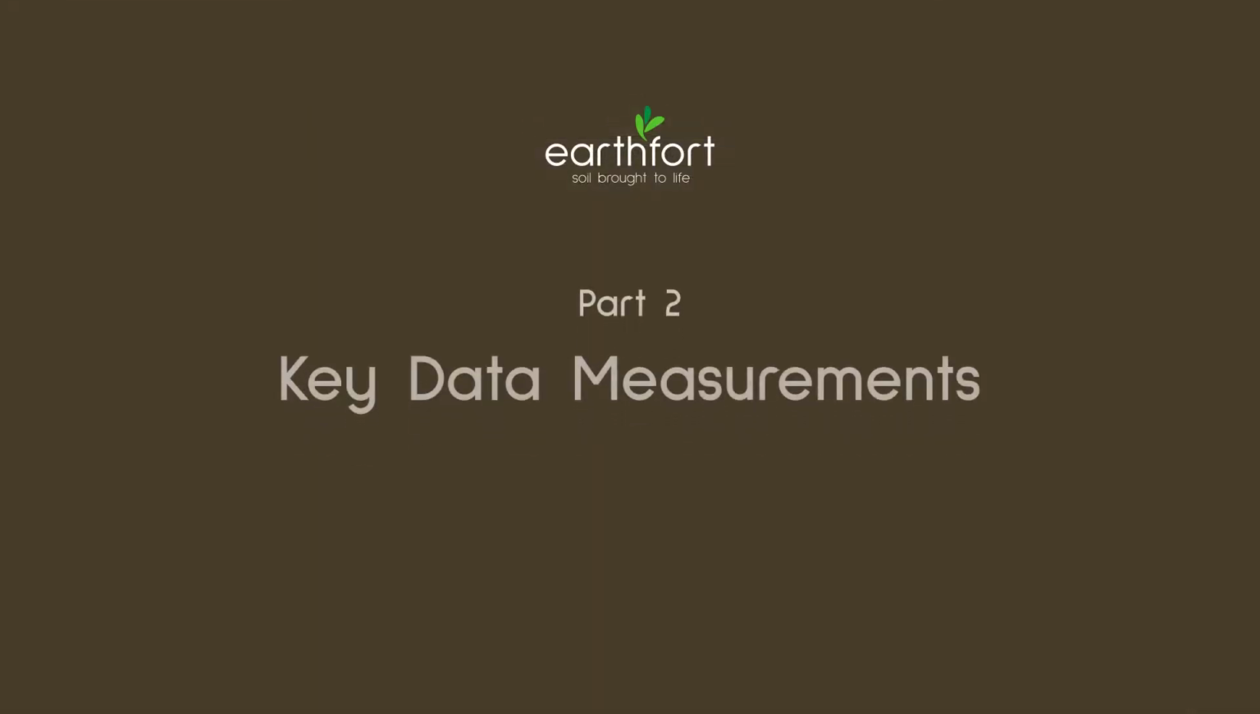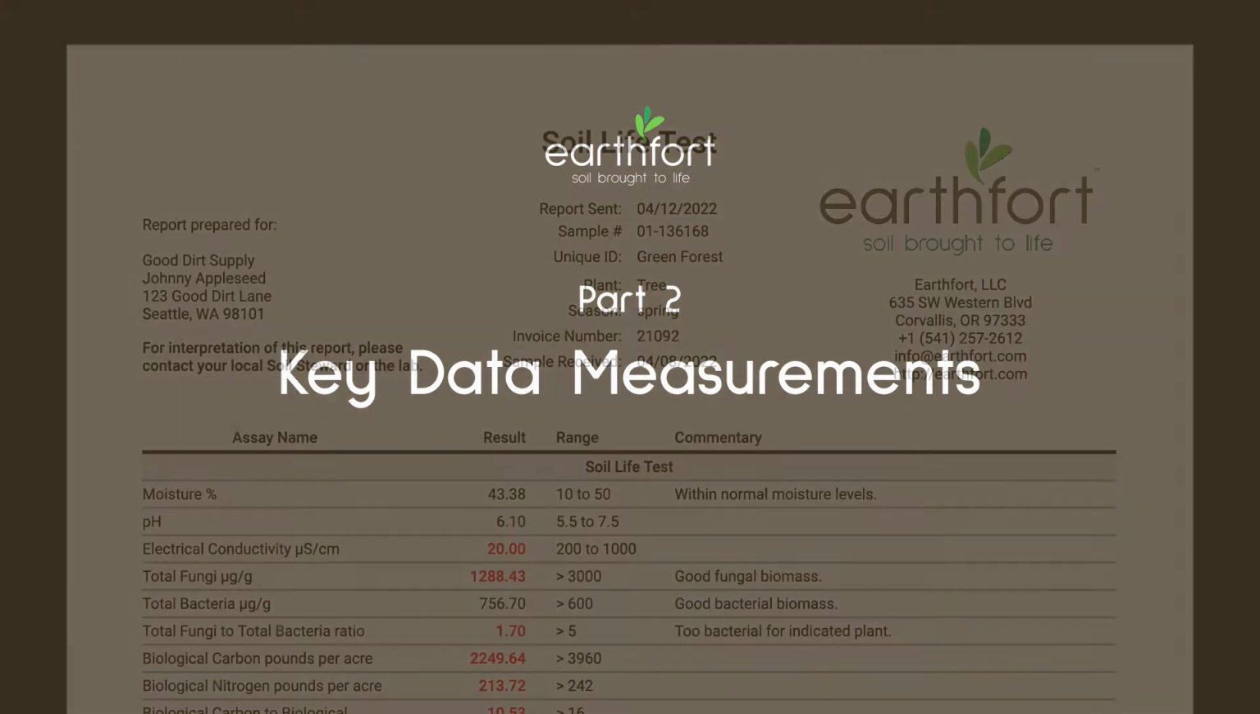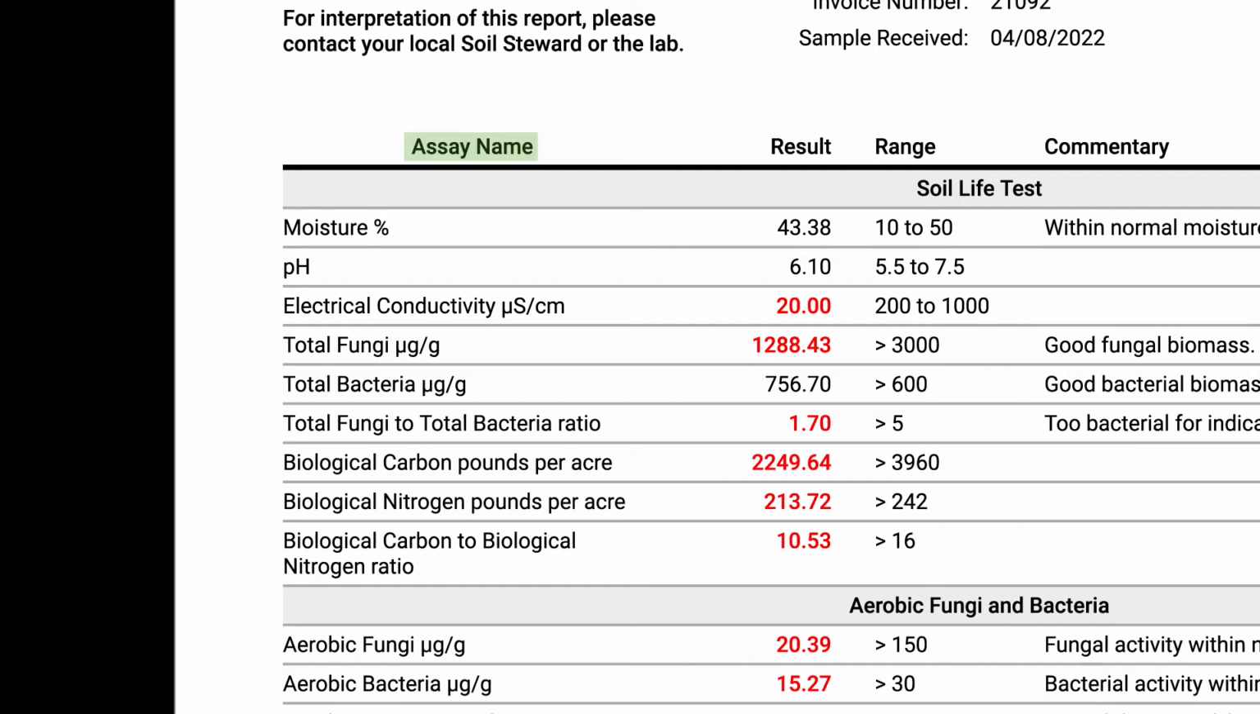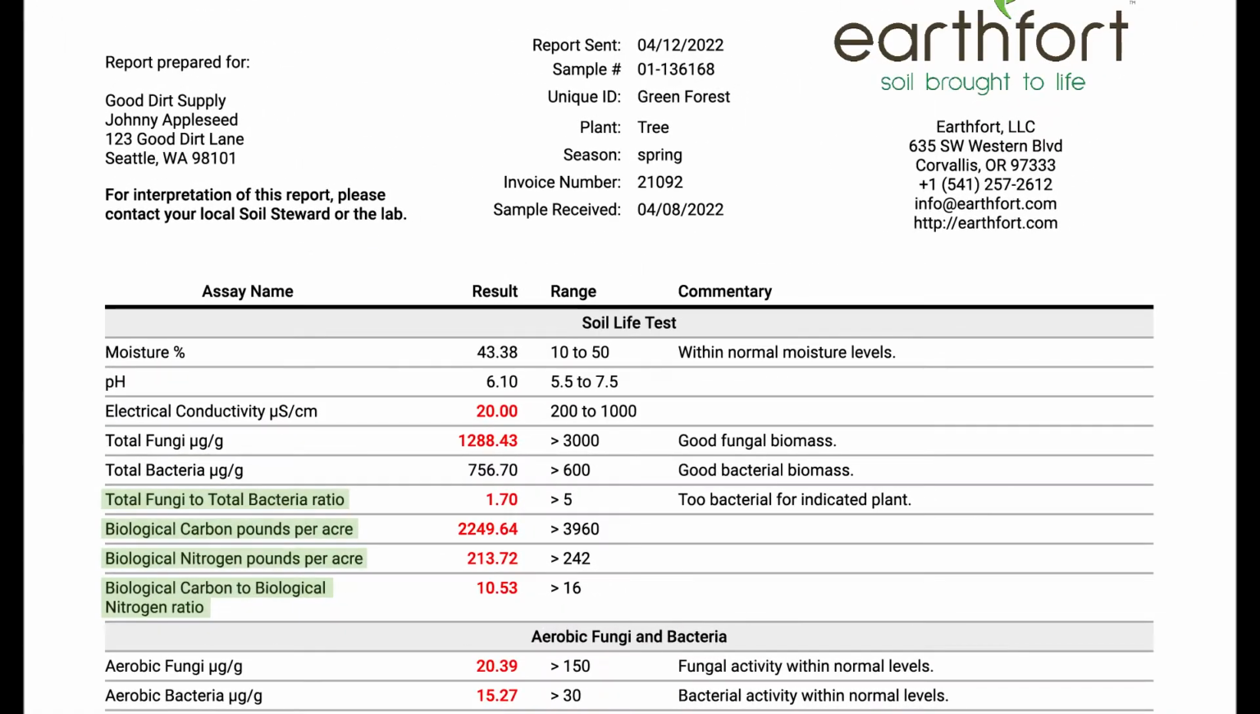Part 2. Key data measurements. In this section, along the left side of your report, you will find the assay names labeled for the following items: moisture percentage, pH, electrical conductivity, reported in microsiemens per centimeter, total fungi, total bacteria, both measured in micrograms per gram, the total fungi to total bacteria ratio, biological carbon, biological nitrogen, and your biological carbon to biological nitrogen ratio.